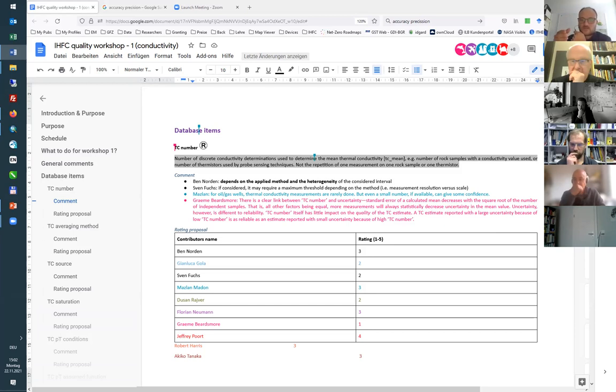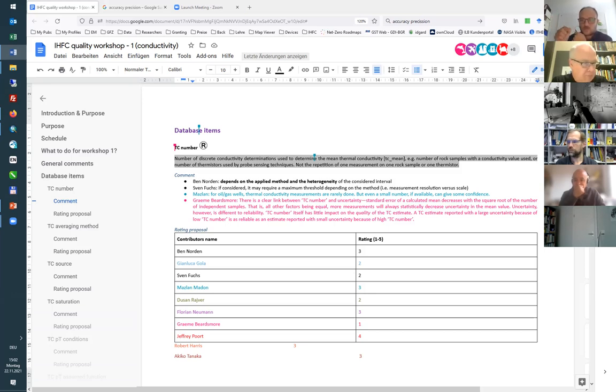You can take advantage of the database to say, okay, we've got that many thermal conductivity measurements on that type of granite. So you will have an identifier for where your thermal conductivity comes from, that type of granite. And then you could use the database to compare the value you're looking at and see where it plots in this range. What's the range in the world of thermal conductivity for that given lithology?